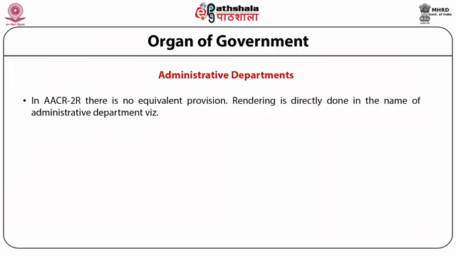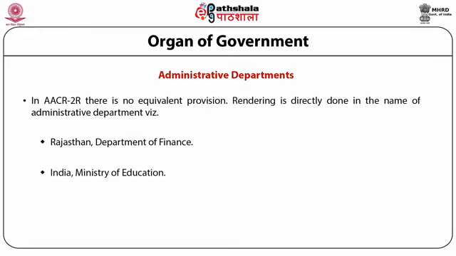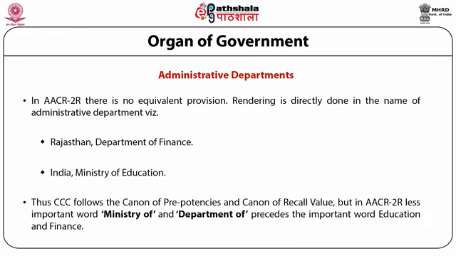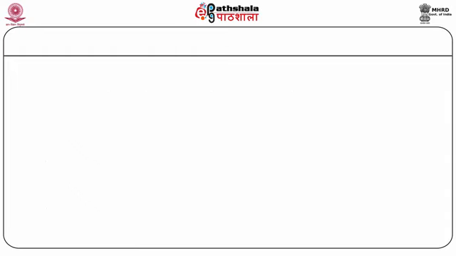In AACR2R, there is no equivalent provision. Rendering is directly done in the name of the administrative department. For example, Rajasthan. Department of Finance; India. Ministry of Education. Thus, CCC follows the canon of prepotence and the canon of recall value. But in AACR2R, the less important words Ministry of and Department of precede the important words education and finance.